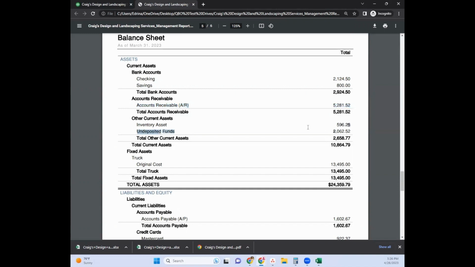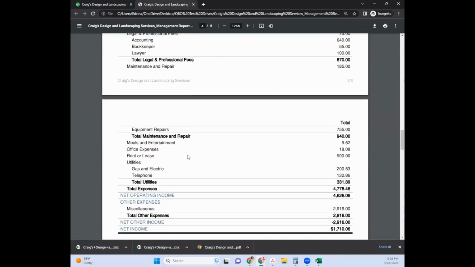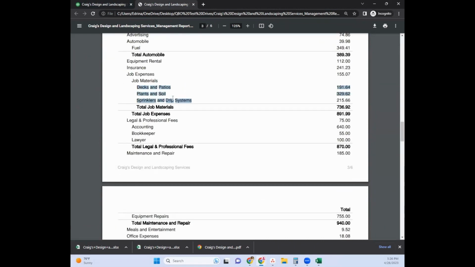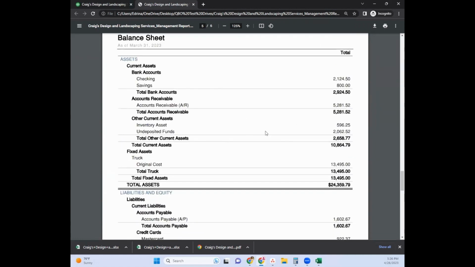He also has some inventory assets. So some of these items that he purchased, like I would say, sprinklers or drip systems, maybe he purchased a whole bunch of them and then hasn't sold them yet. So he has a little bit of a back stock, if you will, for potential clients in the future that he can use some of those items for.